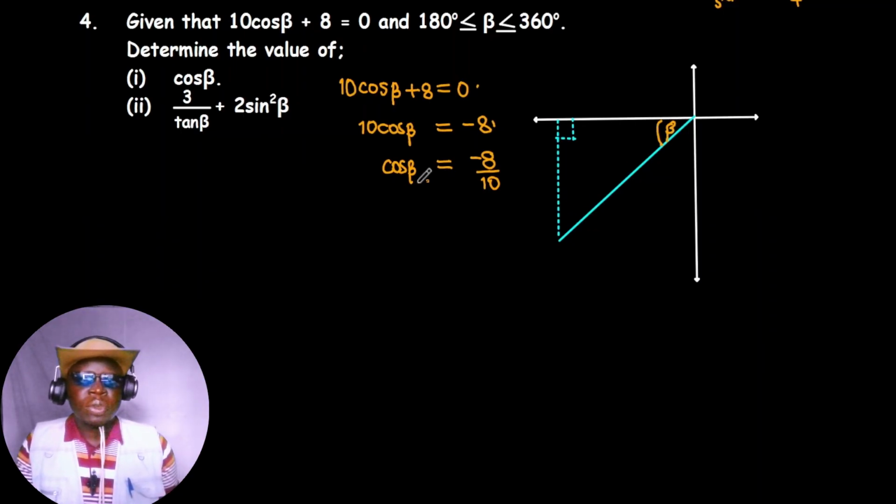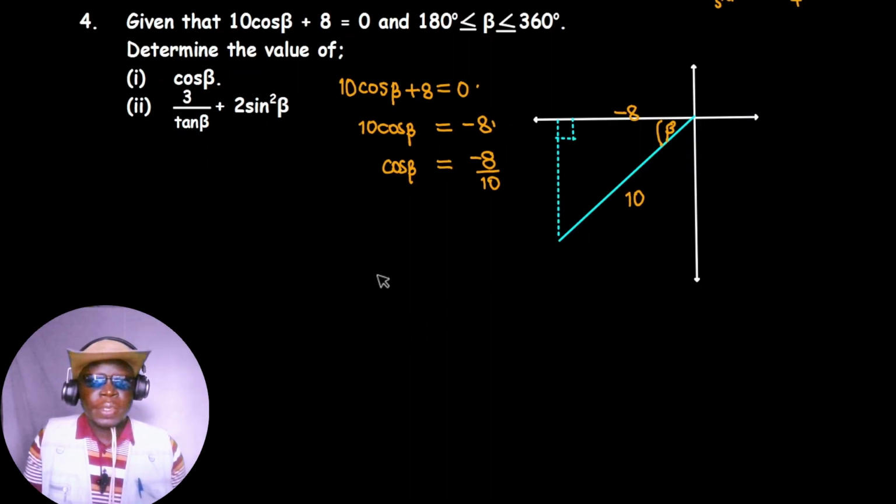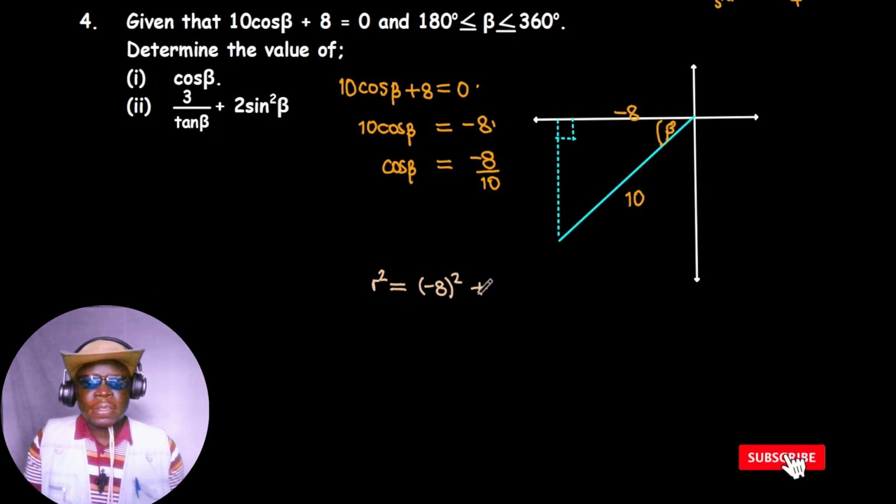So looking at what I've just given here, this is negative 8 as adjacent, exactly as we got it for x over hypotenuse, that is 10. And since we have sine and tan, then we need this opposite to the angle beta. Again, this still takes us back to using Pythagoras theorem. Therefore, r square is equivalent to, this time I'm substituting directly, x value is negative 8, and that is squared, plus y value is what we're looking for, and we say y squared.